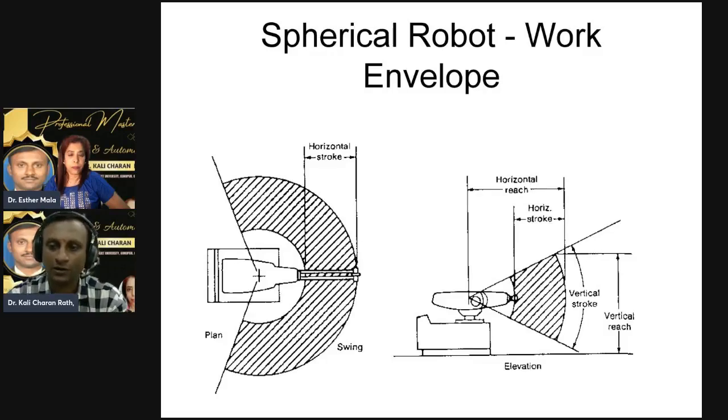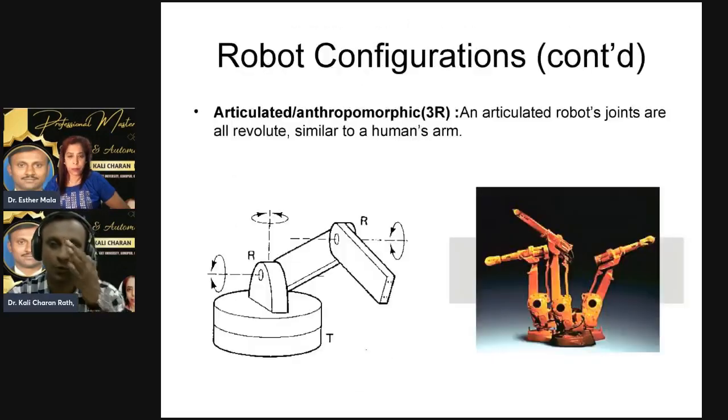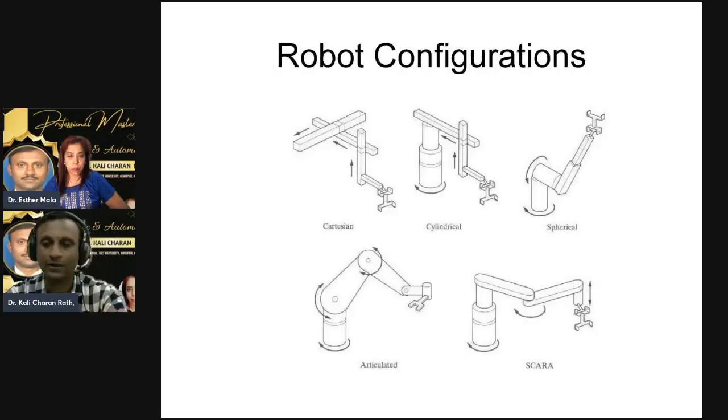In a single slide, slide number 16, I'm showing the robot configuration. Based upon the geometrical configuration, slide number 16 shows that robots are classified into Cartesian type, cylindrical type, spherical type, articulated type, and SCARA. These are all industrial application robots. Now, it's better that we go to the demo version so that it will be easy for all of us. Clear?